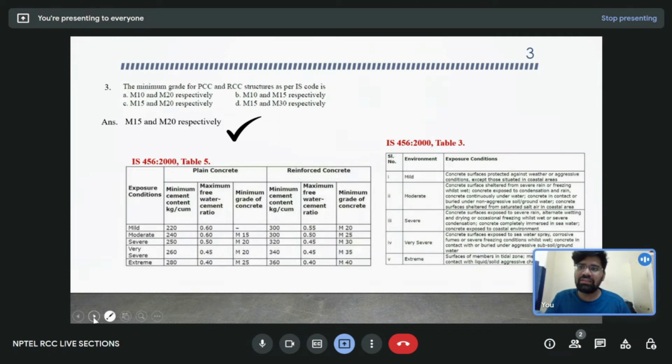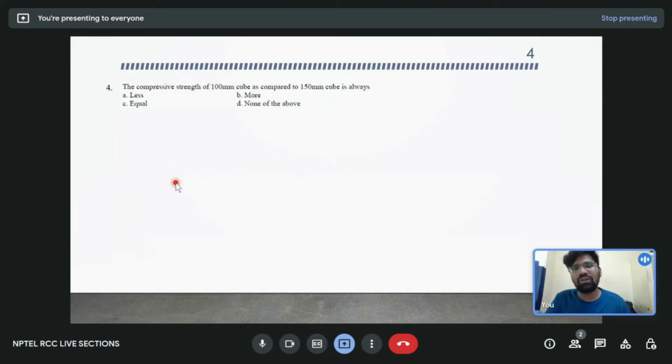Now let's look at the fourth question. The fourth question asks: the compressive strength of 100 cube as compared to 150 cube is always less, more, equal, or none of the above. This is a question you should think upon. I can give you reasons for the answer in two ways.